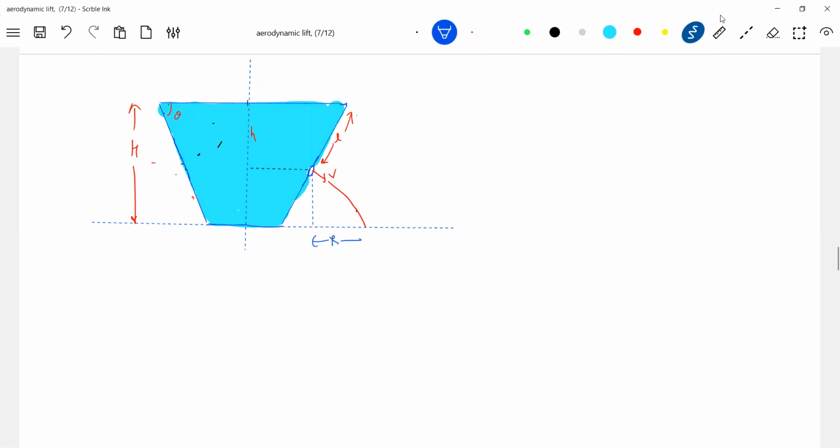This will be the range of the jet. Let's get into mathematics. From the triangle, this is theta, this is h, no? So what is sine theta? Sine theta equals h by L, so h equals L sine theta.